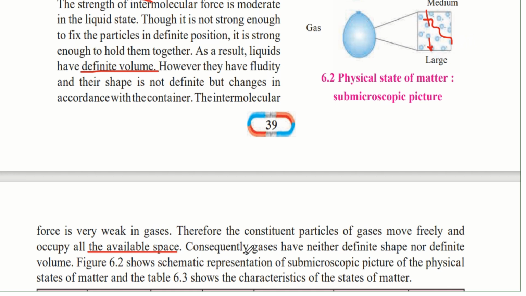Consequently, gases have neither definite shape nor definite volume. Because of their property that they can move anywhere, it is very difficult for them to occupy a definite volume. So even though liquids contain a definite volume, gases do not have a definite shape nor definite volume.